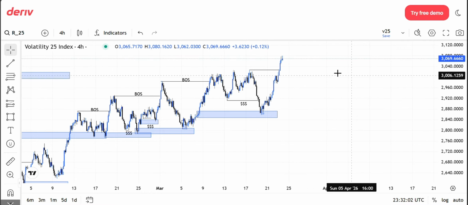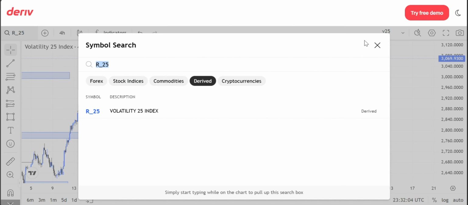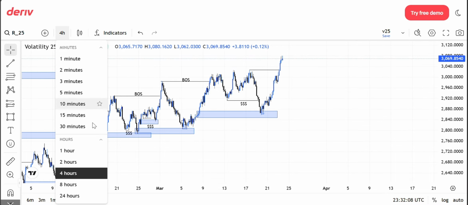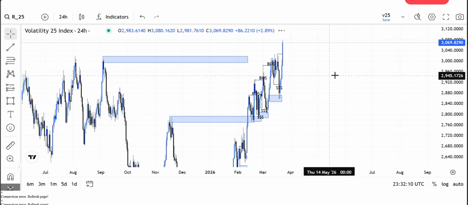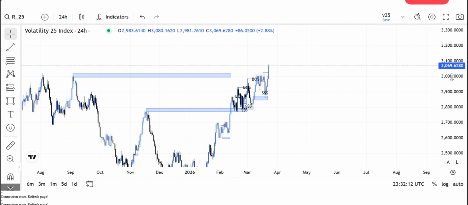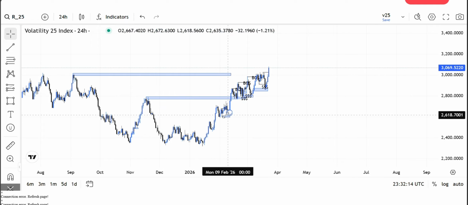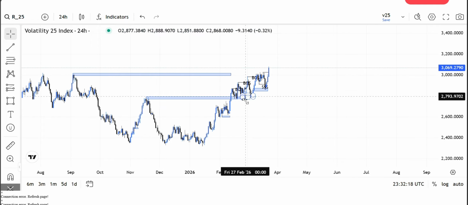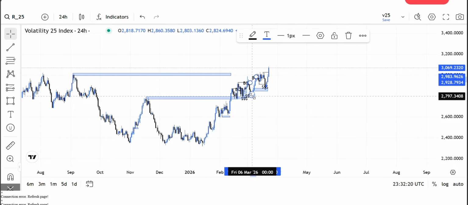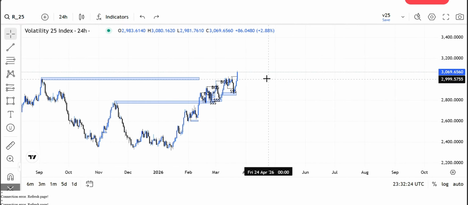So looking at the chart before us, let's go to our daily time frame. Coming to our daily time frame, we see that the market has been in an uptrend. Uptrend means making a series of higher highs and higher lows. All right, so now let's go down to our 4 hours time frame.